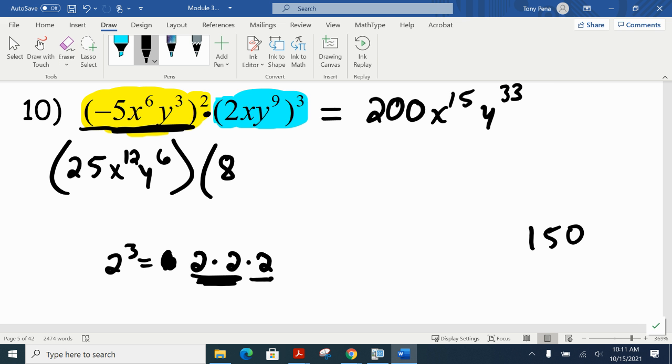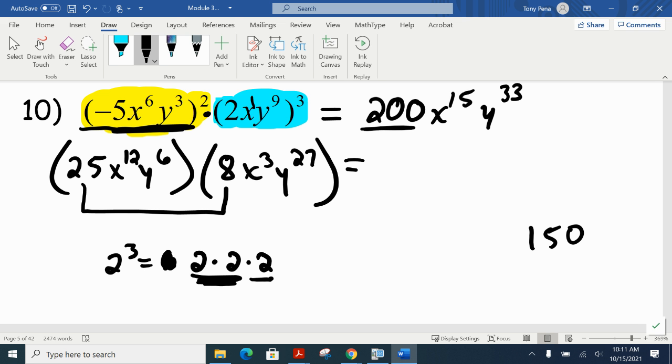But then the variables most people are pretty good with. This has an x to the first power right here. 1 times 3 is 3, and then 9 times 3 is 27. So that's what each one of those individually simplifies to. Then we multiply. If I did the 8 times the 25, that's where the 200 comes from. Then x to the 12th times x cubed gives us x to the 15th. And y to the 6th times y to the 27th, when we add those, that's why we get y to the 33rd. If you got that, that's really good.